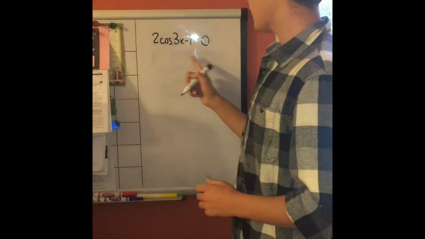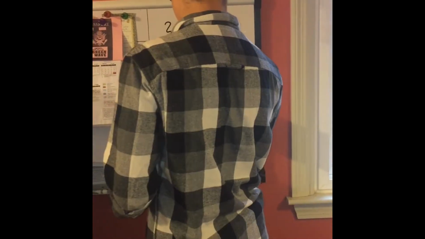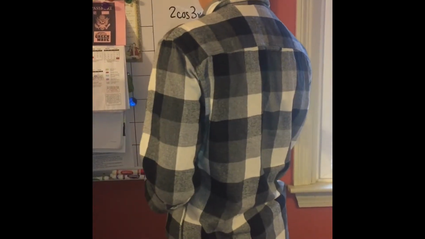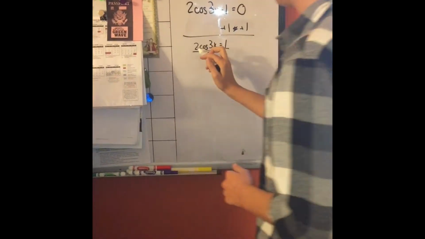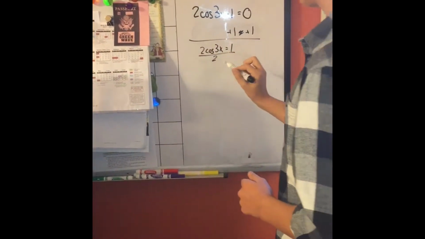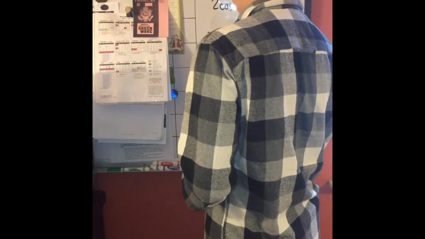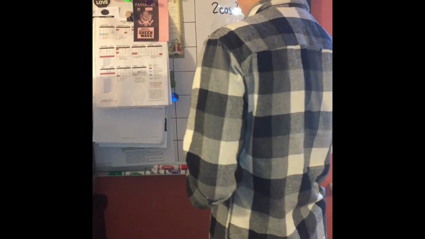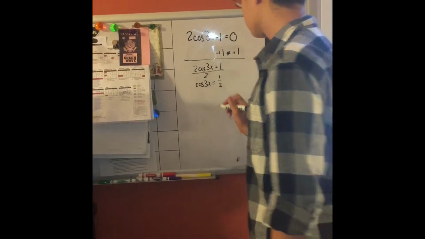To start, we will be adding 1 to both sides to move the negative 1 over. This brings us to 2 cosine 3x equals 1. Next, we will be dividing the entire equation by 2 to get rid of the 2 connected to the cosine of 3x. This brings us to cosine of 3x equals 1/2. Now we need to find out where cosine equals 1/2.